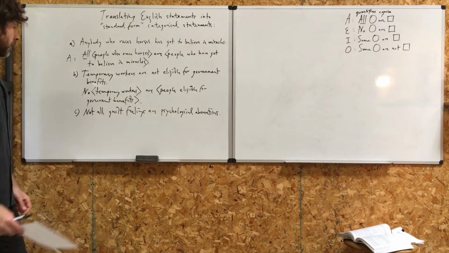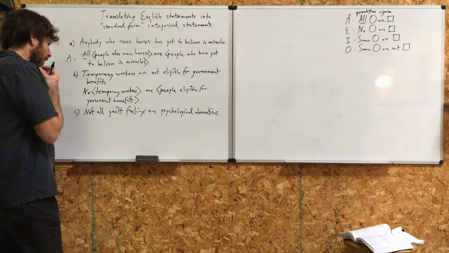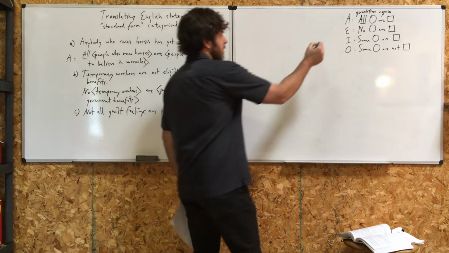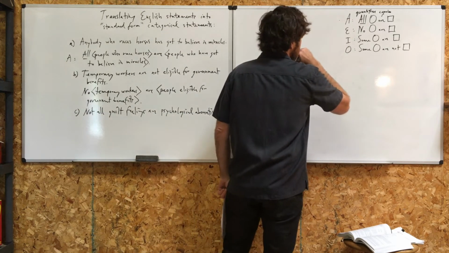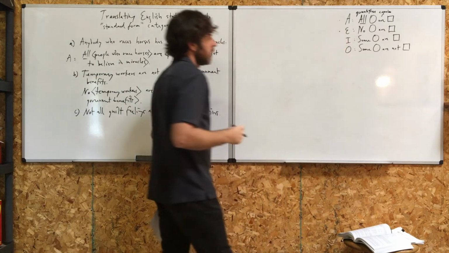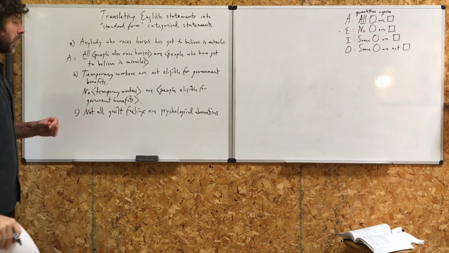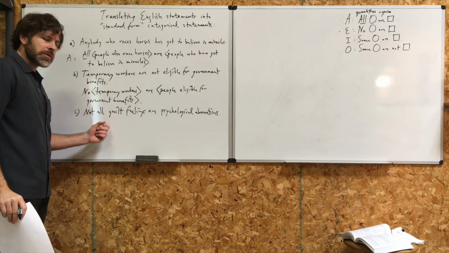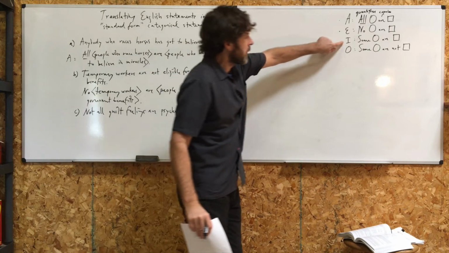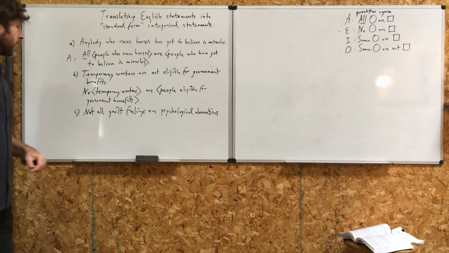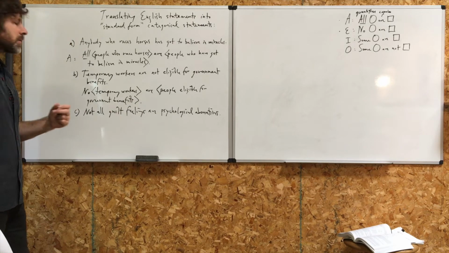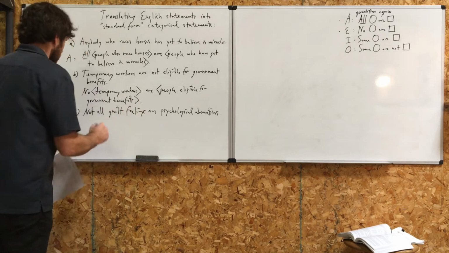So it's not all, so it's not going to be an A statement. Saying not all also doesn't mean it's a no statement. It's going to be a statement that's not universal at all. It'll be a particular statement. So that means it's either going to be an I statement or an O statement. Does it mean some guilt feelings are psychological aberrations? No. It means some guilt feelings are not psychological aberrations.